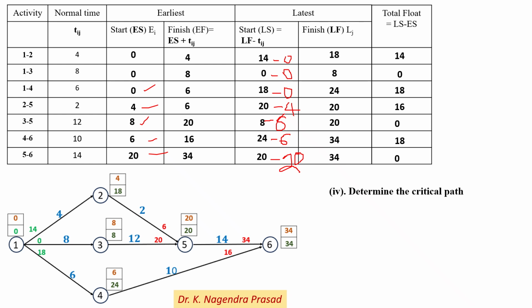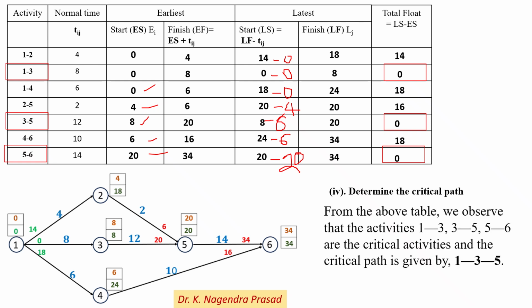So here, activities 1 to 3, 3 to 5 and 5 to 6 are the critical activities because the total float is 0. From the above table, we observe that activities 1 to 3, 3 to 5 and 5 to 6 are the critical activities and the critical path is 1, 3, 5, 6. So this is the critical path.